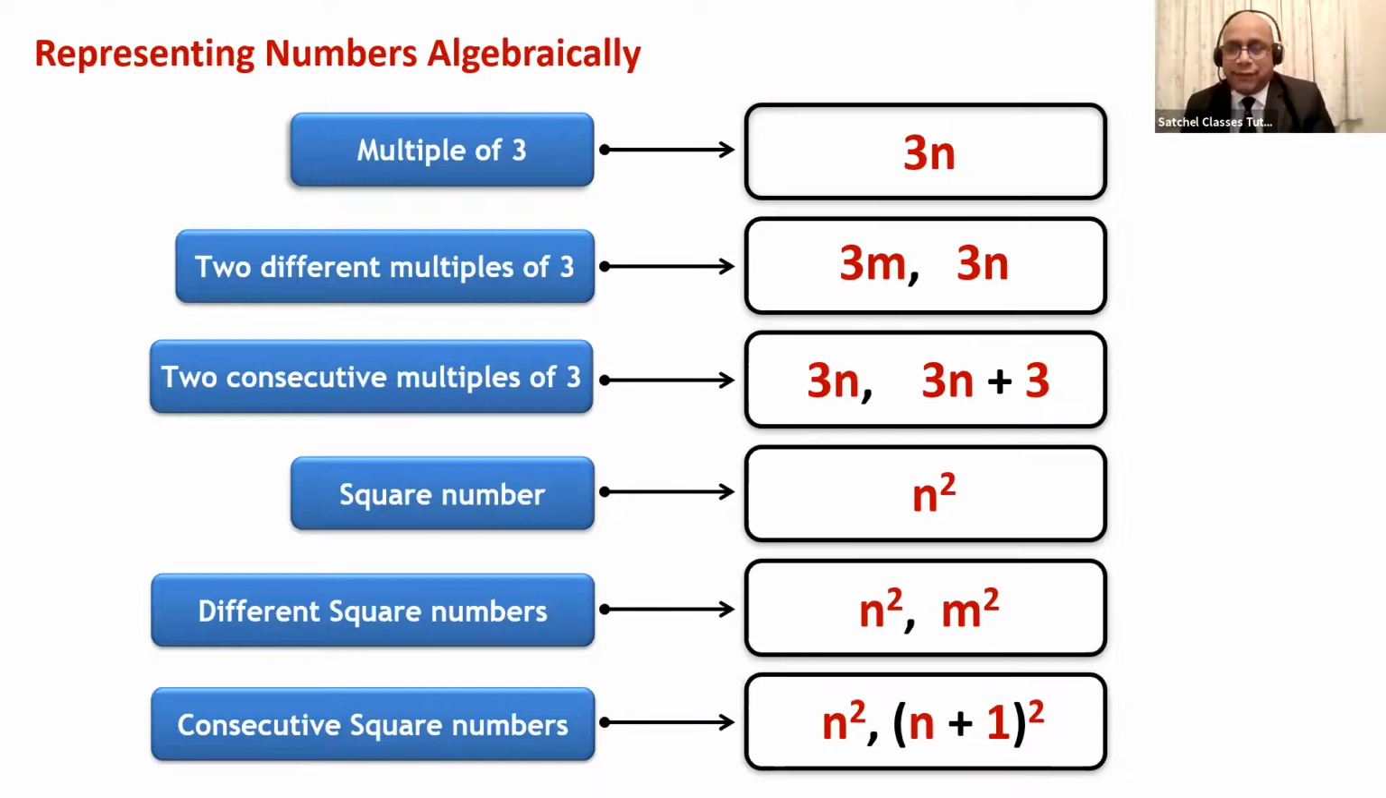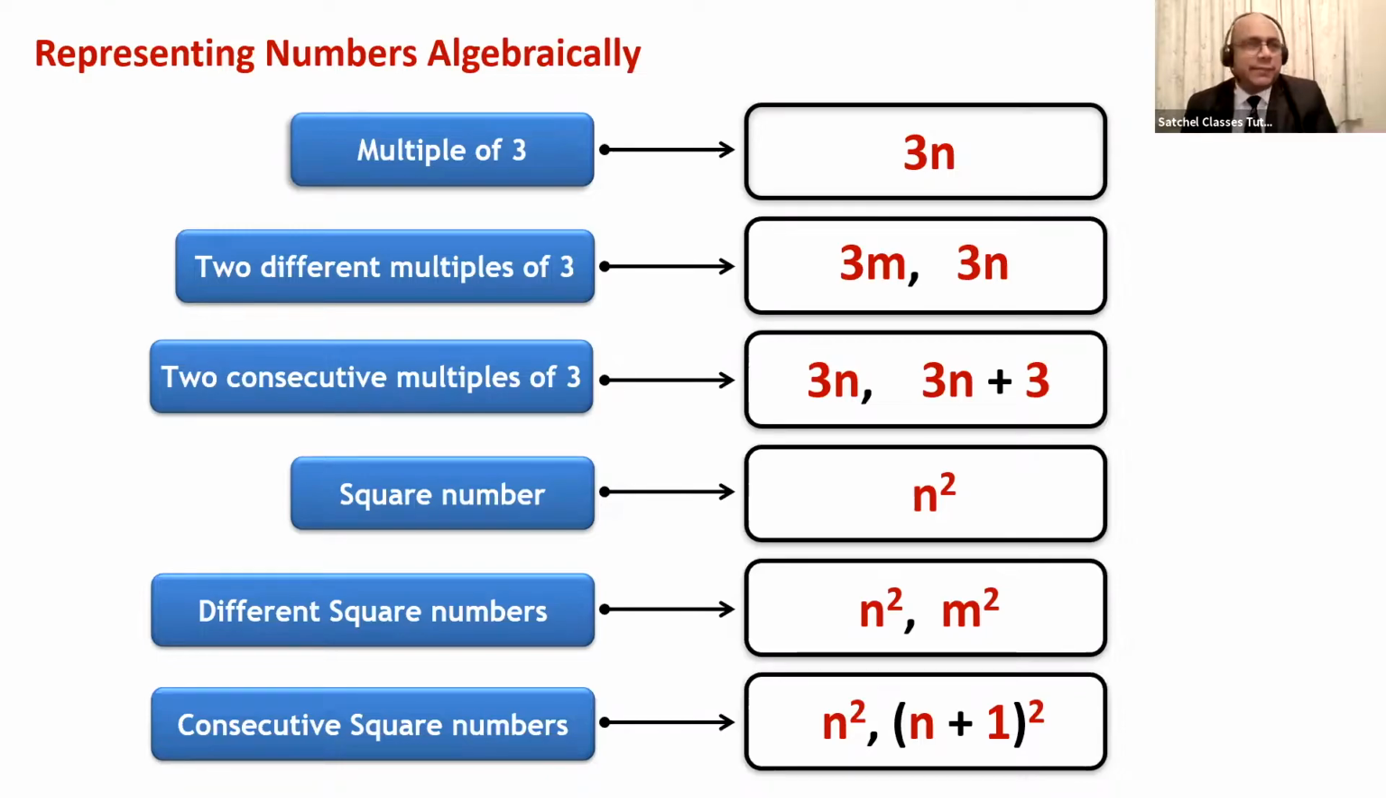Please understand this carefully. If one square number is 4 squared, the next square number has to be 5 squared, right? So if one of them is n squared, the next square number would be (n plus 1) the whole squared, right? So you should be in a position to represent these numbers algebraically, as only after this will you be able to prove mathematical relationships algebraically.